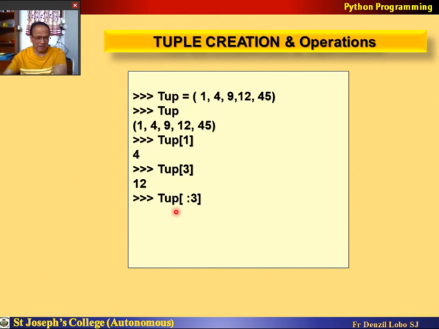Tuples also support slicing, like lists. So naturally this is, as you see, 1, 4, 9, starting from the beginning up to 3 minus 1. So index 0, 1, 2, therefore up to 9 only, like the list. Tuple 1 to 4 means starting from 1 up to 3. So let us see, 1 means 4, 9, 12, this is 3. So this is how you get the various elements of a given tuple.